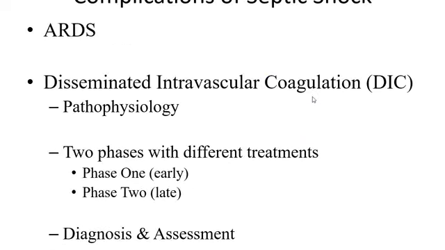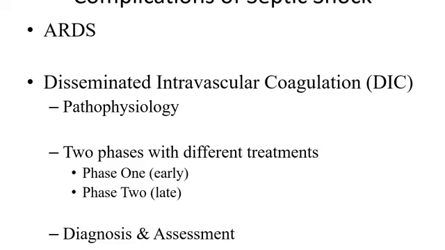Our complications of septic shock are ARDS, which we talked about in respiratory, and something called DIC, which I know you've heard of in previous courses. The pathophysiology is that because of the damage to the capillary membranes, there's roughness, there's openings, there's ways that our platelets can break apart and start to form clots. So there are two phases that have different treatments, and you need to know these.